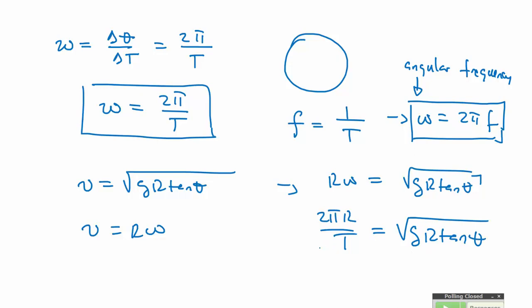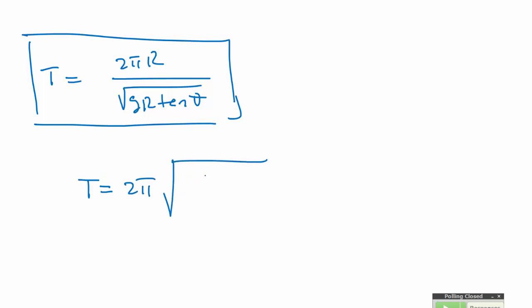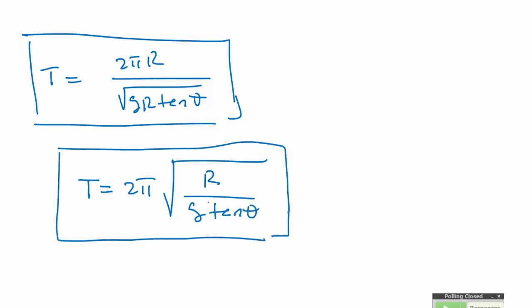Now we need to look for the expression for T. If I go to the next slide, you will have T equal to 2 pi r divided by the square root of gr tan theta. Some of you like to keep it this way, but you know, I like to make things prettier. So this is equal to 2 pi the square root of r divided by g tangent of theta. This is our period, and that is our period, and this comes to the end of the class.